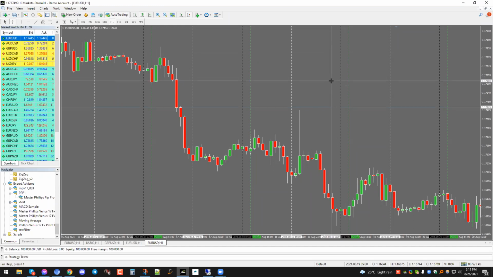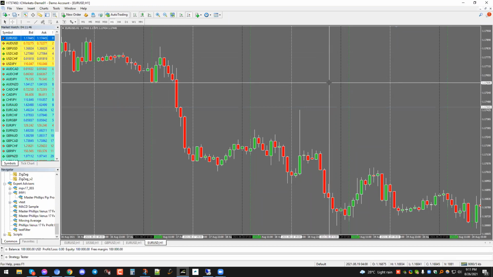Sometimes the session can open with high volatility, so you want to make sure that you have prepared before. Now, by doing this preparation, you will be able to know what type of price action to expect.